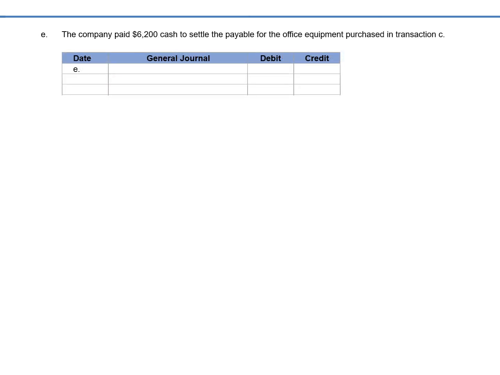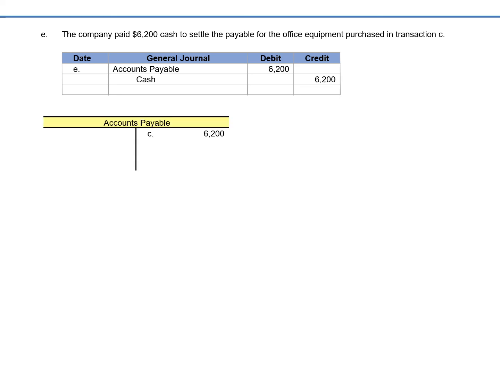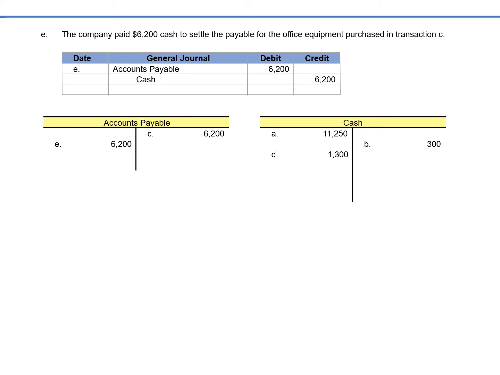So the company paid $6,200 cash to settle the payable from the office equipment that we bought in transaction C. So our cash is going to go down, and so is our accounts payable, right? They're paying for some of that. So in order to decrease our accounts payable, it's a liability, we decrease liabilities with debits, and we decrease cash with credits. And then we post our transactions. So the accounts payable debits get posted to the left side. The cash credits get posted to the right side of the cash T account.